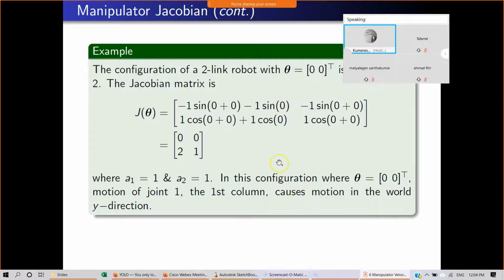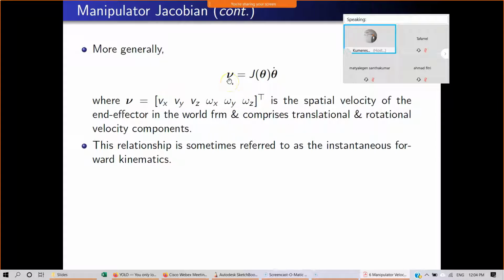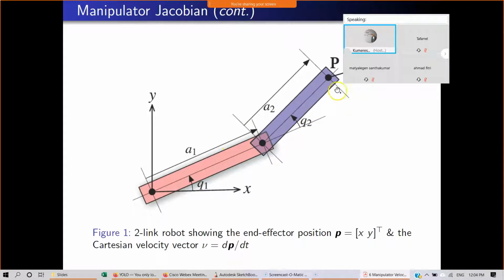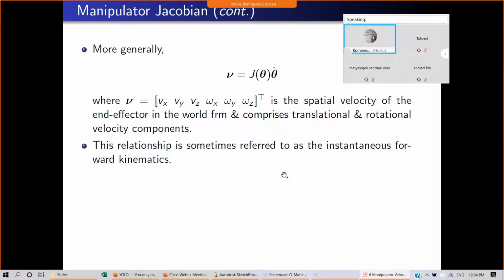Okay? Alright, good. So more generally, nu is, in this example, because we only considered P, right? P is position. So if you take the derivative of P with respect to time, you get translational velocity. But in an actual three-dimensional robot, or a robot that operates in three-dimensional space, nu is our spatial velocity. So it has three translational velocity components and 3 components of angular velocity. Remember, we call this spatial velocity, right? And this relationship is sometimes referred to as the instantaneous forward kinematics.